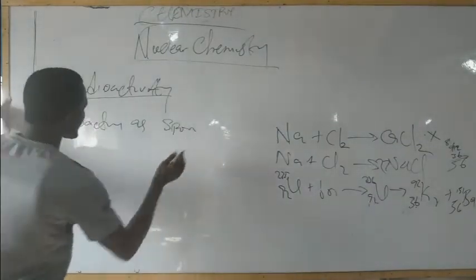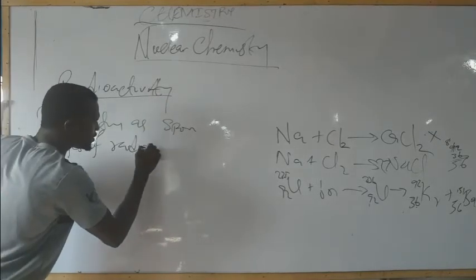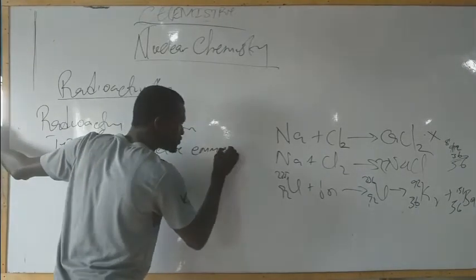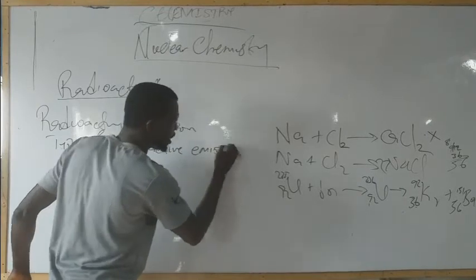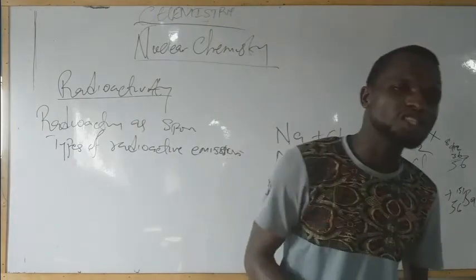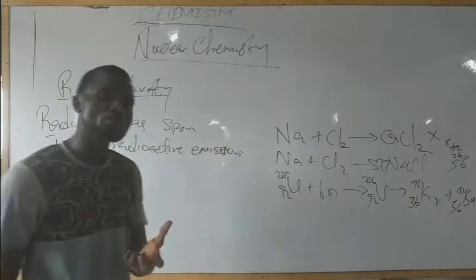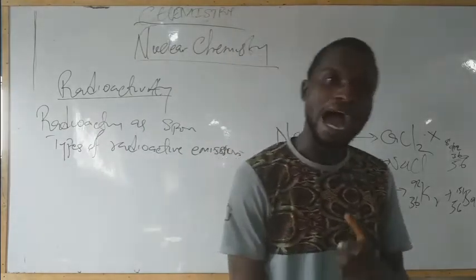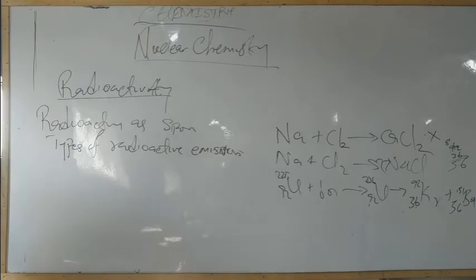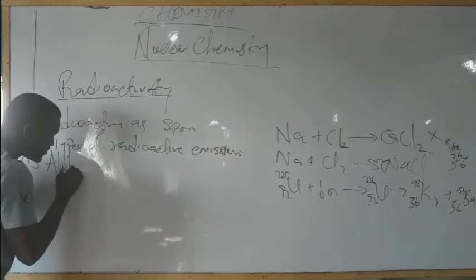Now, we look at types of radioactive emission. The three radioactive rays we have, alpha, beta, and gamma, were actually discovered by Marie and Pierre Curie, as well as Ernest Rutherford and his co-worker, Frederick Soddy. Especially, Ernest Rutherford and Frederick Soddy postulated that three kinds of radioactive rays exist. The first is called the alpha particles.